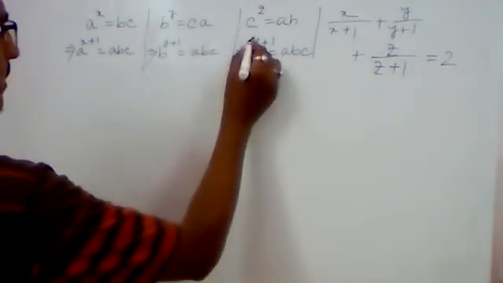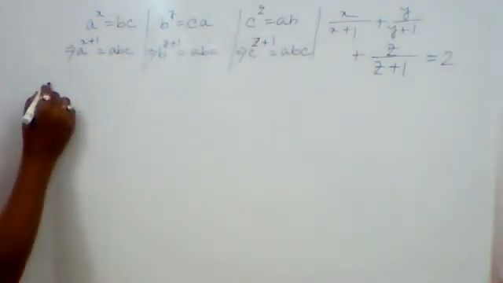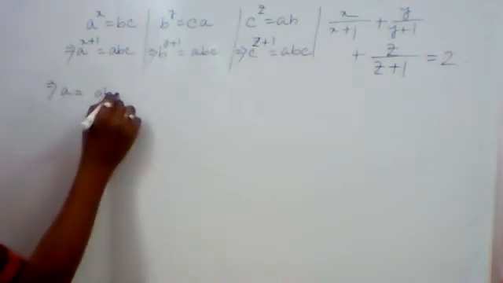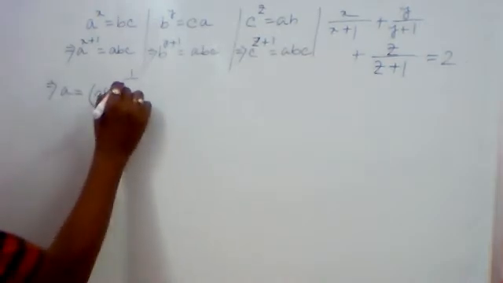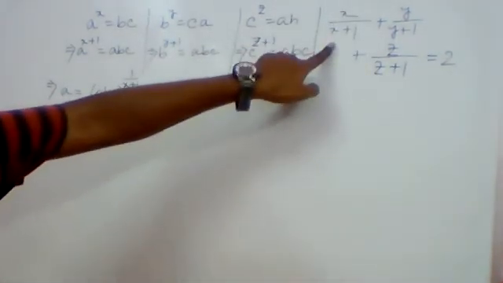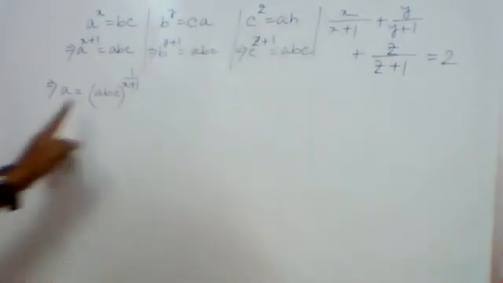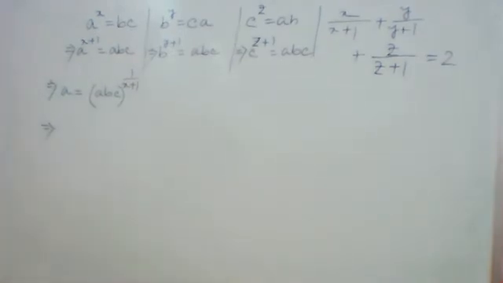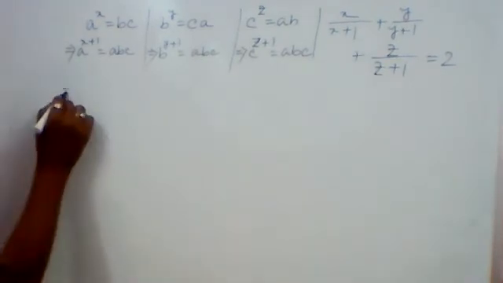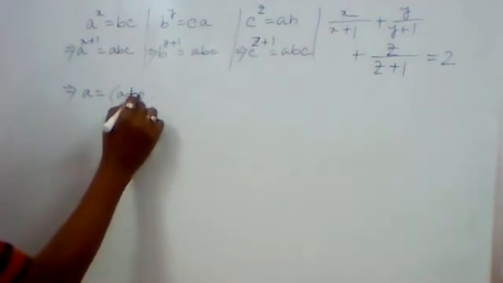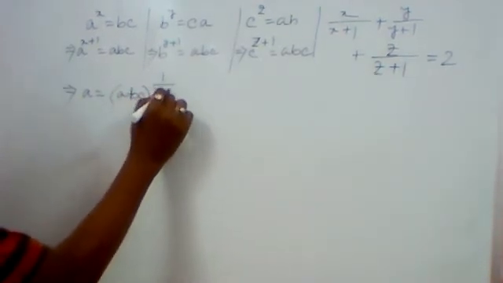Why have we multiplied this? See, from here we can write a is equal to abc whole to the power 1 by x plus 1, because we need to have this expression. We already have 1 by x plus 1, and we need x. So it will be written a is equal to abc whole to the power 1 by x plus 1.